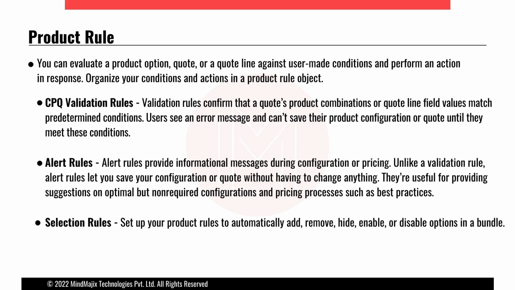Like alert we can do, and we have a selection rule. Selection rule is, if I select this product, I can also choose another product automatically, or I need to hide some products from the add product screen. This kind of thing is done using the product rule. I will quickly show one product rule.